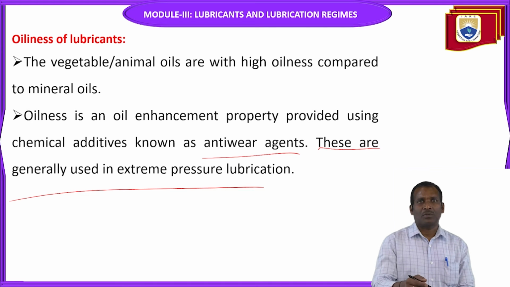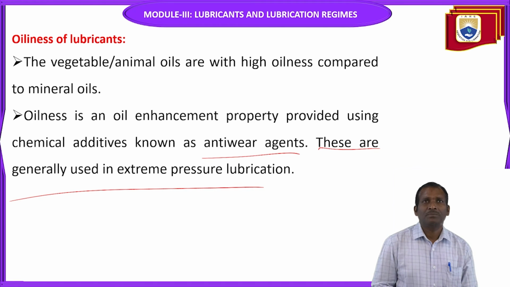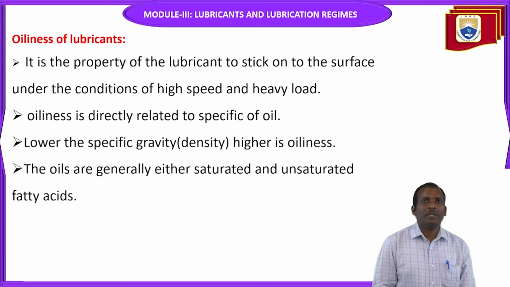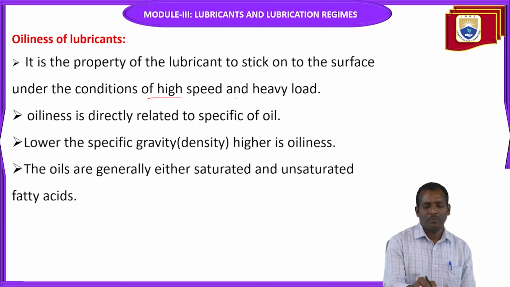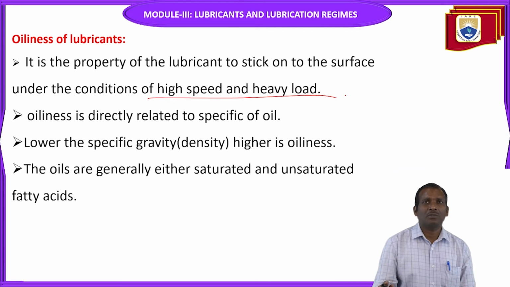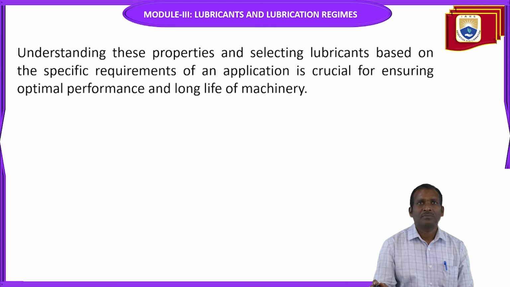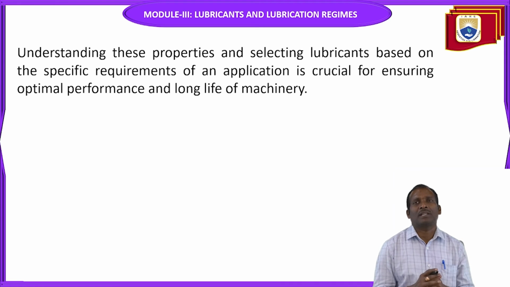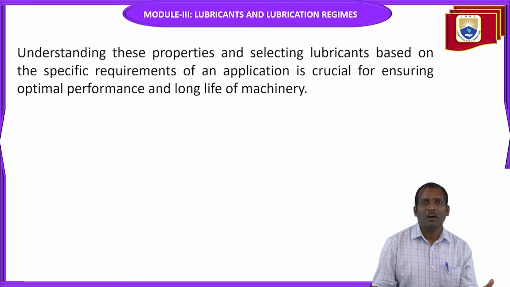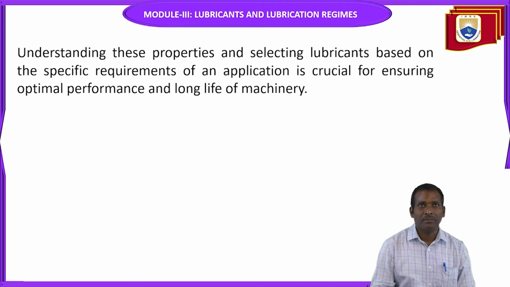I will show you the additives in the next slides. It is the property of the lubricant to stick on the surface under the conditions of high speed and heavy load. The oiliness is directly related to the specific gravity of the oil. The lower the specific gravity, that is density, the higher is the oiliness. The oils are generally either saturated or unsaturated fatty acids. So, understanding these properties and selecting lubricants based on the specific requirements of an application is crucial for ensuring optimal performance and long life of machinery.